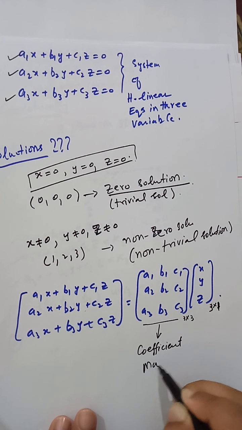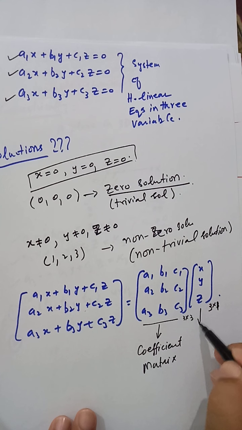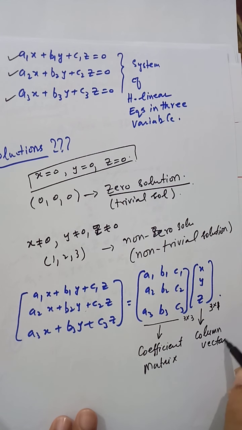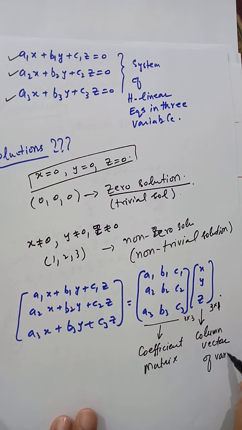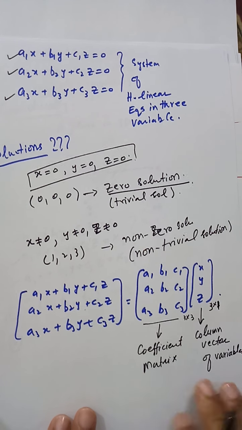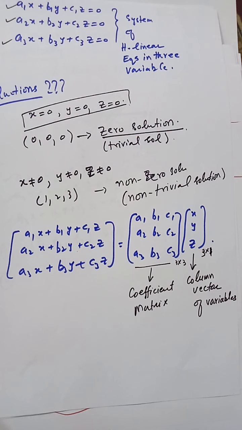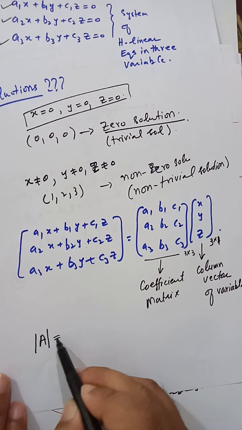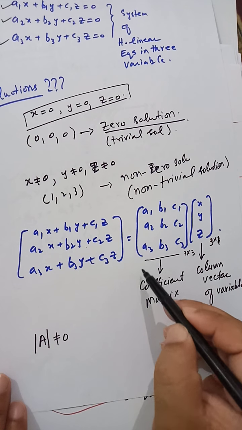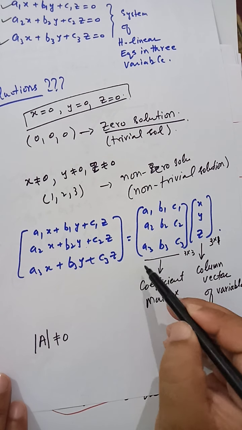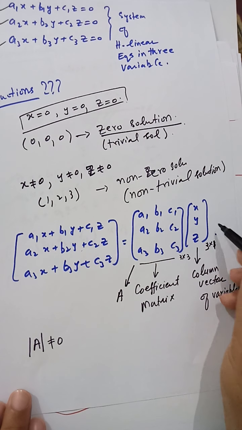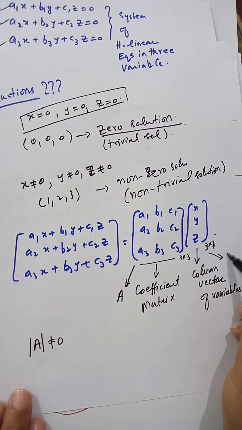Coefficient matrix, and this is a column vector of variables, because x, y, and z are the variables. So this is a column vector of variables. Okay, let's say this matrix, the coefficient matrix, is denoted by capital A, and the column vector of the variables is denoted by capital X.